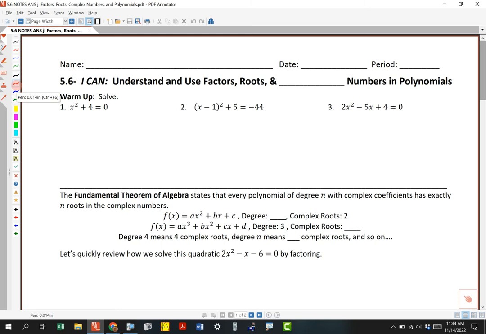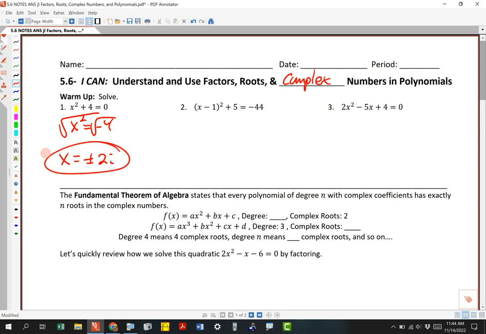All right, so the word here is complex, and that's working much better. So we're talking about factors, roots, and complex numbers and polynomials. So if we look at each one of these and we want to solve these, if I were solving this one right here, I notice, hey, there's only one squared variable. I can solve this using the square root principle, so I'm going to move the 4 to the other side. I'm going to take the square root, and I get x equals plus or minus 2i, and I'm done.